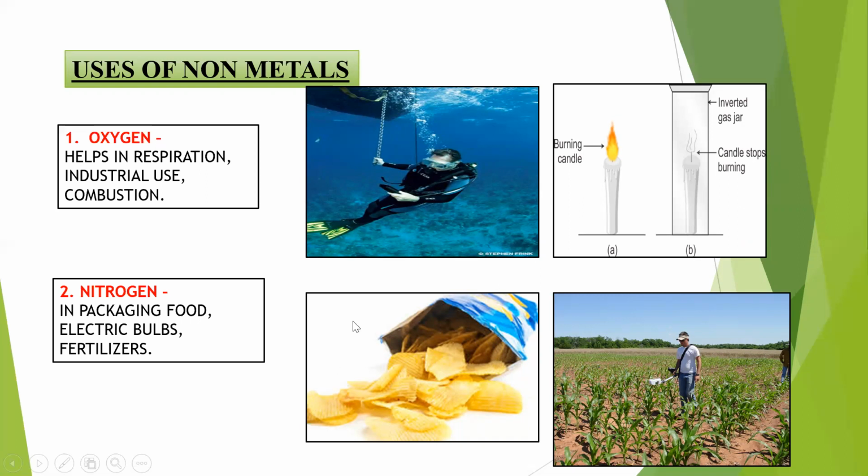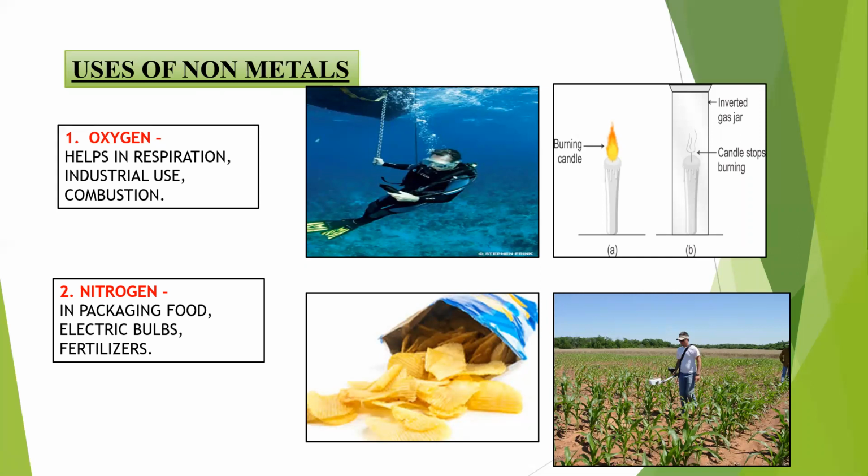Next is nitrogen. In food packaging, electric bulbs, and making fertilizers, we use nitrogen. Why? Because nitrogen is an inert gas. It does not react with any other substances. That is why whenever you buy a chips packet, you will see there is some air present within that chips packet. Why? Because that is nothing but the nitrogen contained within that packet of chips, so that there is no microorganism growth or microbial growth within the packet, in order to prevent food spoilage.